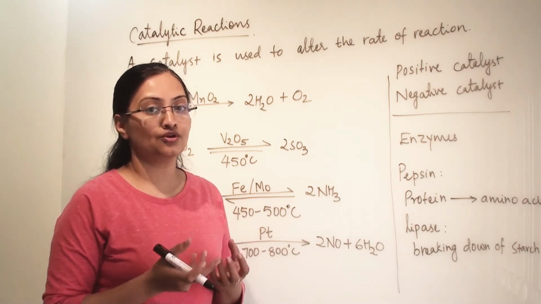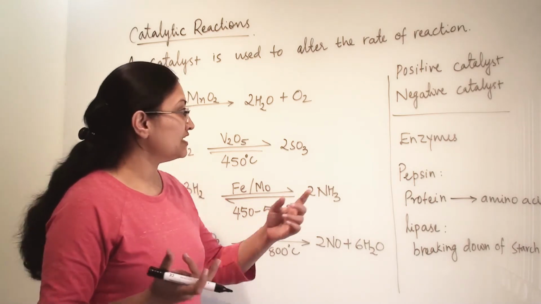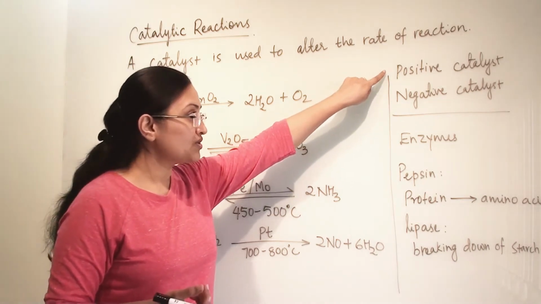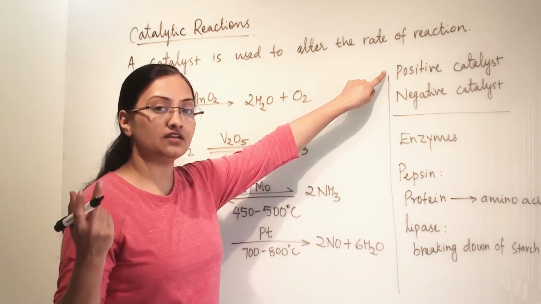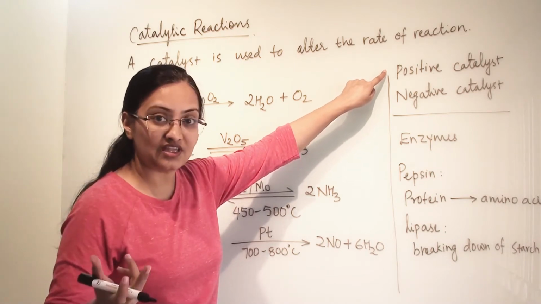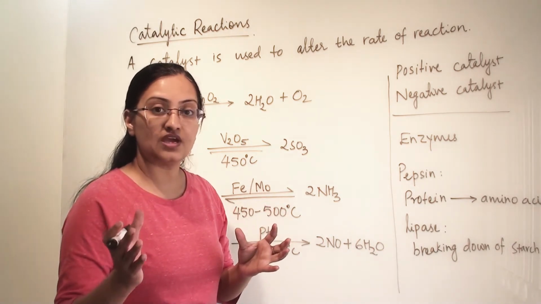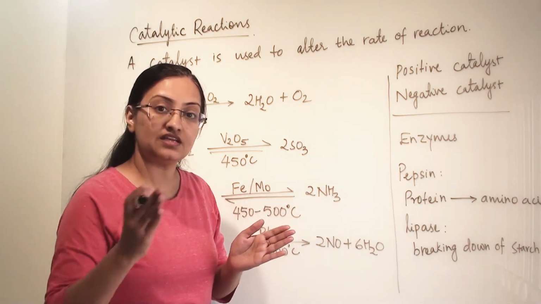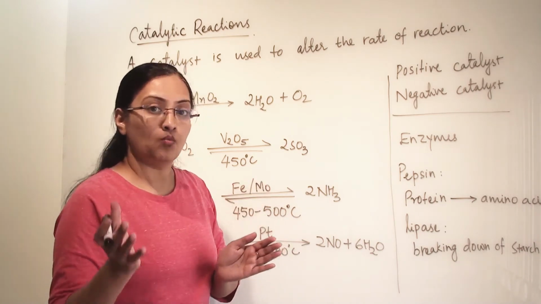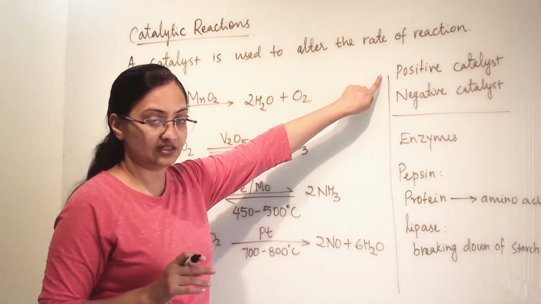Now what is the function of a catalyst? It alters the rate of reaction. So there are two types of catalyst, positive catalyst and negative catalyst. A positive catalyst will accelerate the rate of reaction. It will give speed to the reaction. That means in usual time, however much product we are getting, it will accelerate the rate of reaction, so in a smaller period of time we will get more yield. That is the function of a positive catalyst.